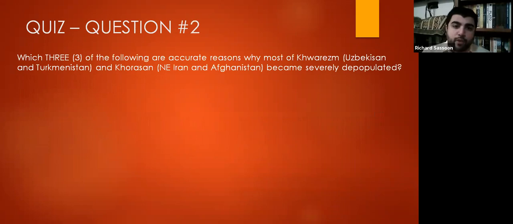All right, question number 2. Which 3 of the following are accurate reasons why most of Khwarezm and Khorasan became severely depopulated?